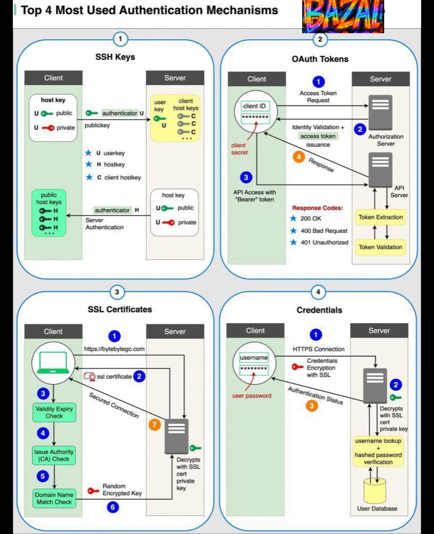This is the default mechanism used for secure server access and DevOps workflows. Instead of passwords, we use a public-private key pair. The client keeps the private key. The server stores the corresponding public key. When a connection is initiated, the server challenges the client, and the client proves ownership of the private key by signing the challenge. No password is ever transmitted.